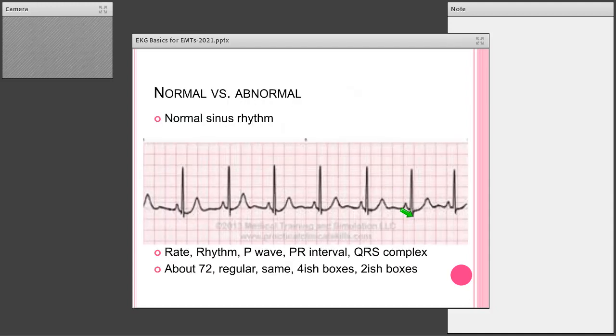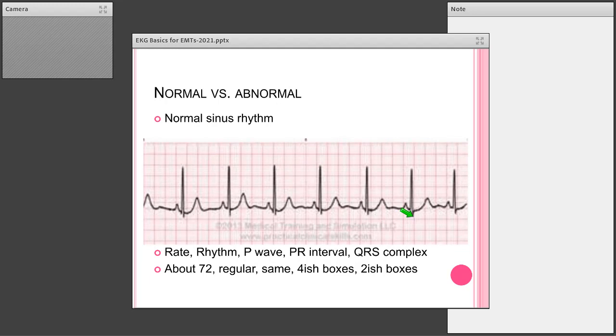All right, so this is normal sinus rhythm. If we look at those 5 or 6 different steps, we're hopefully going to come up with normal sinus rhythm, because that's what this is. My general impression here is that it looks pretty normal. I don't see anything crazy unusual in this. So that's my general impression.